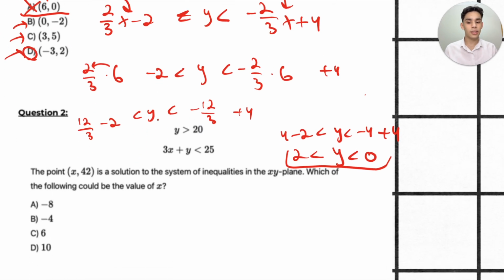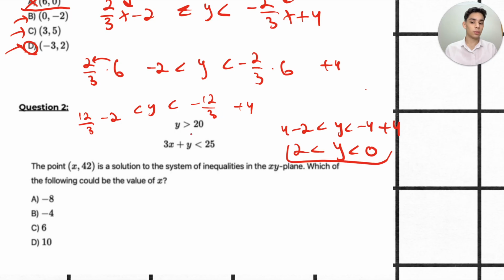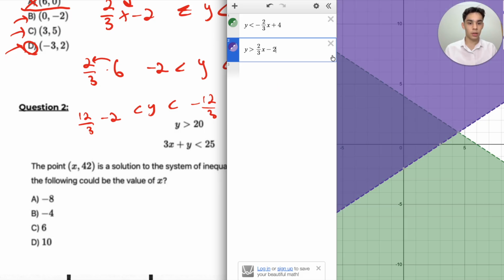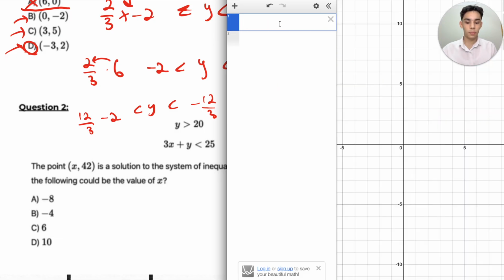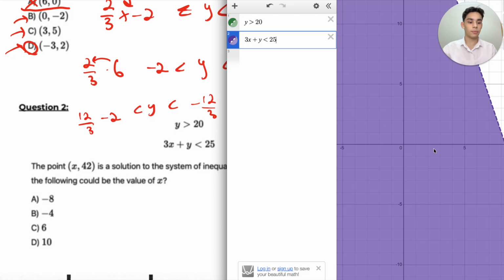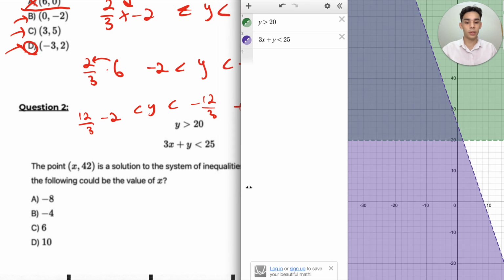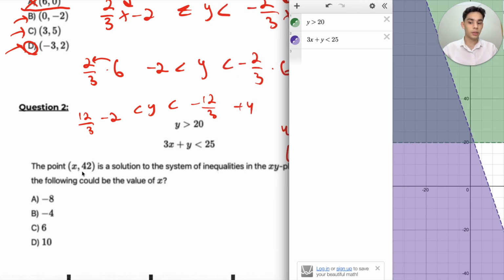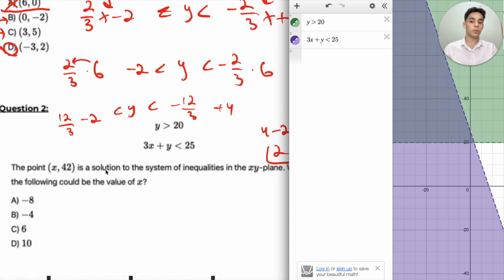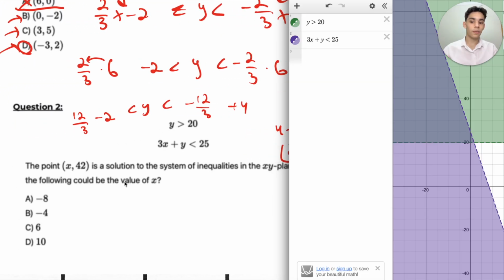Now, let's do the same thing, but right now we will solve question number 2. Let me open Desmos and let me clear this. So it will be y is greater than 20. I'm sorry. Okay, this y. And 3x plus y is less than 25. Again, we have two equations. Let's read the question. The point x and 42 is a solution to the system of inequalities. Which of the following could be the value of x?